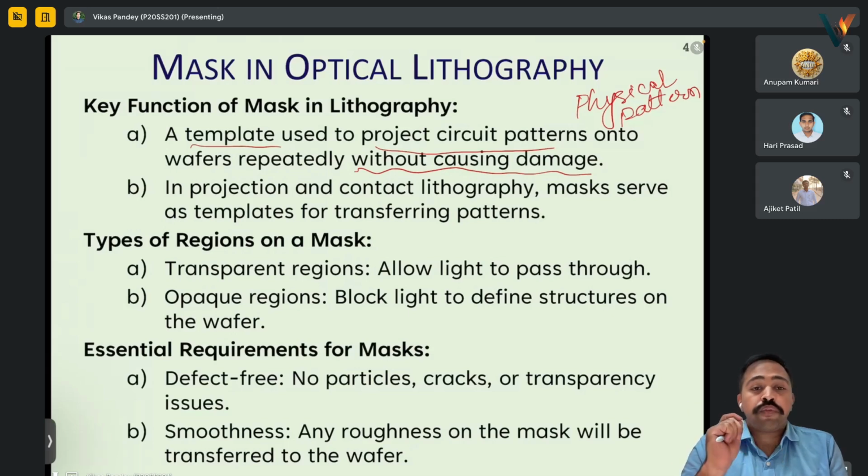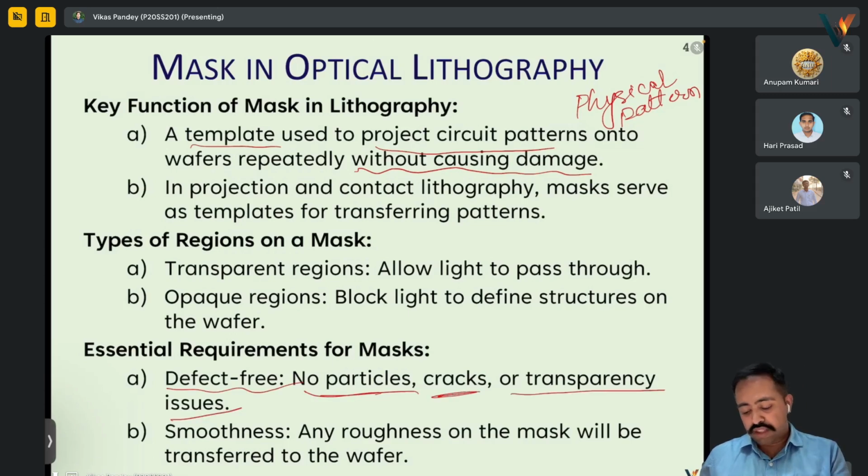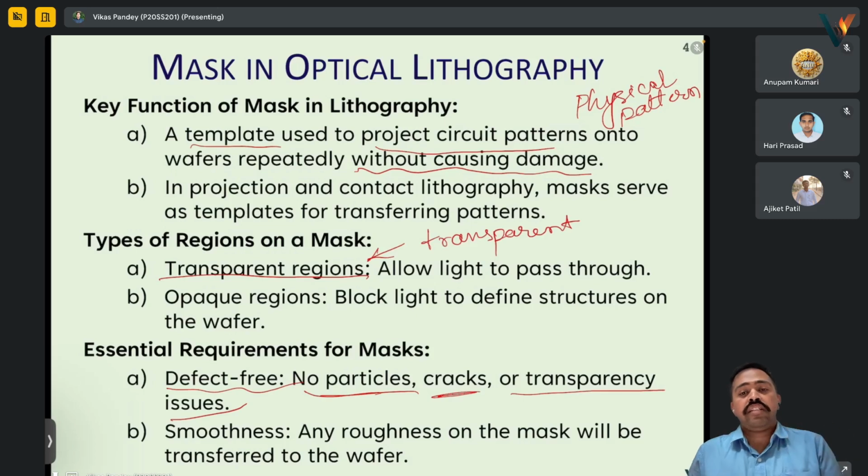What are the key features of a good mask? First, it should be defect free. That is, it should have no particles, no cracks, and no transparency issues. The transparent region should actually be transparent. It should not have some residue, some unclean part, or some crack or scratches which are obstructing the light. Such things should not be there.